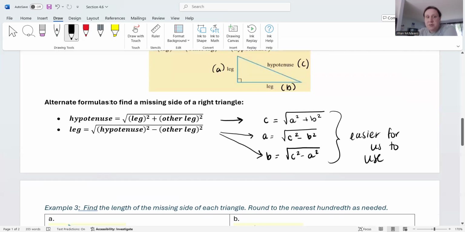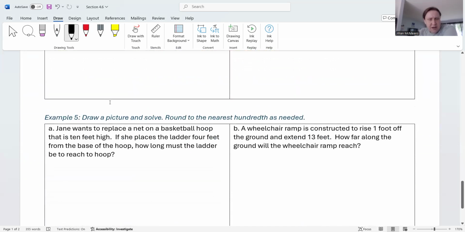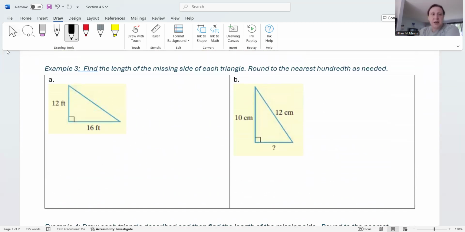So let's go ahead and look at some examples. We have three examples, and let's just make one longer video. I think that'll be okay in this case. For example 3, it says find the length of the missing side of each triangle, round to the nearest hundredth as needed. Okay, so let's say that this is leg A, B, C.